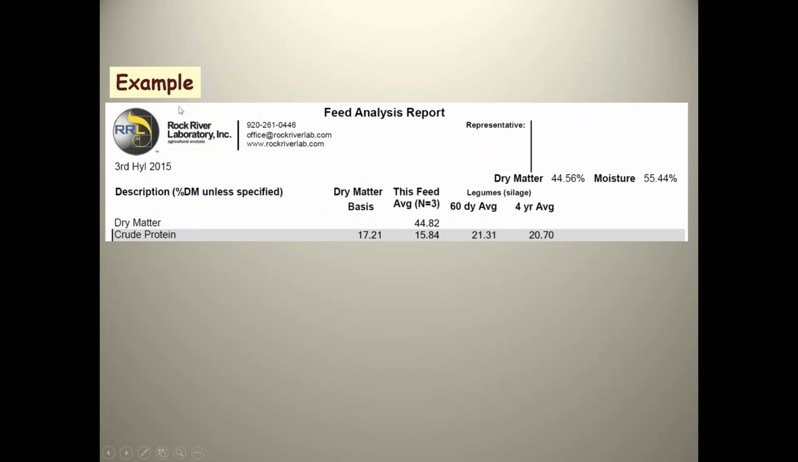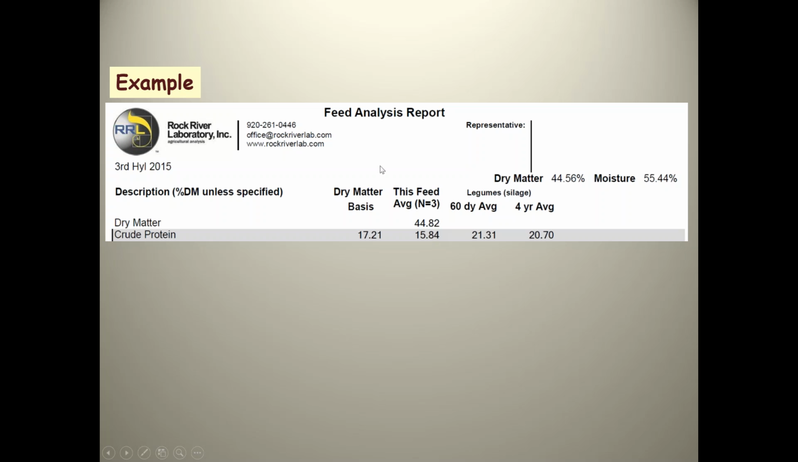And this is an example that I pulled out of a Rock River report that I had on my computer from a farm. It's third crop haylage. But what's actually showing up here now is the average for that sample, 17.2%, and then the average of the last 3, and you can see that being 15.8.